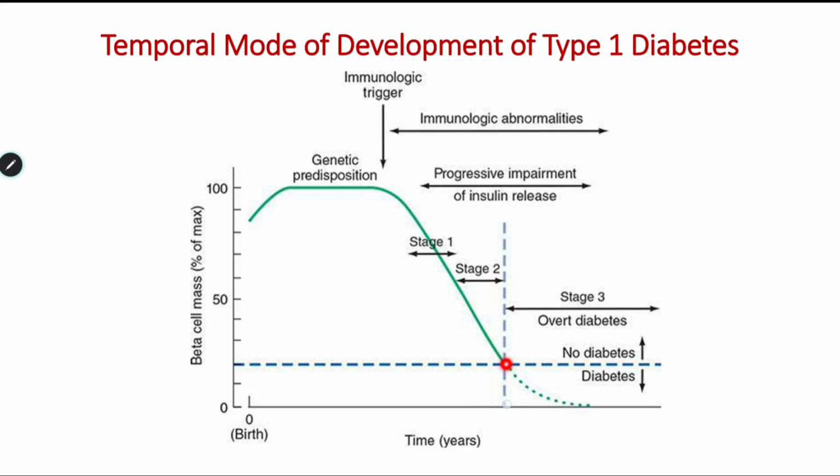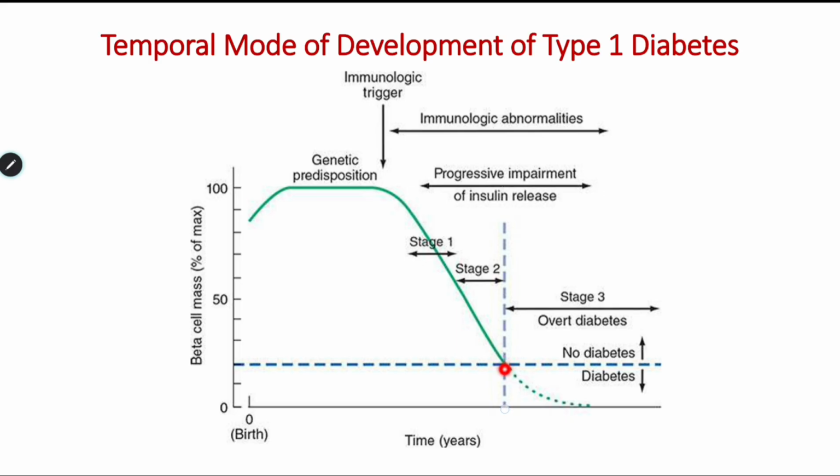as in the remaining 20% are not able to produce sufficient insulin to keep blood sugar levels in the normal range. So there is overt diabetes, which is stage 3, and the remaining 20% also will eventually be destroyed, and the patient will be completely dependent on exogenous insulin.